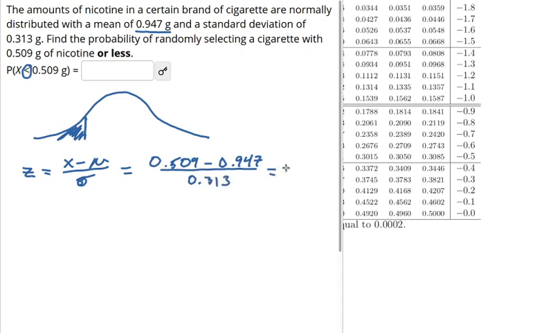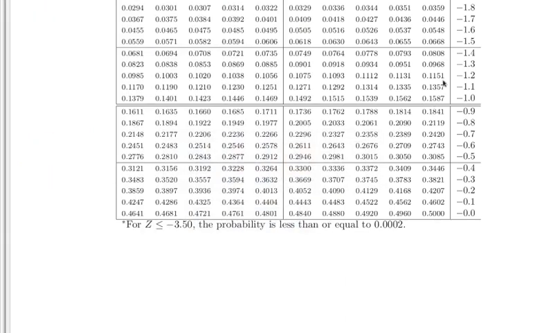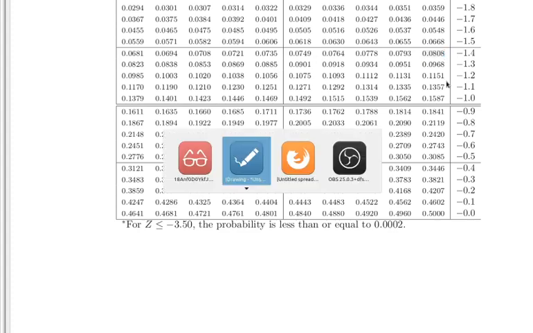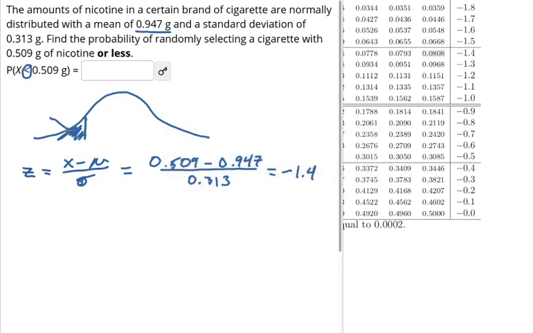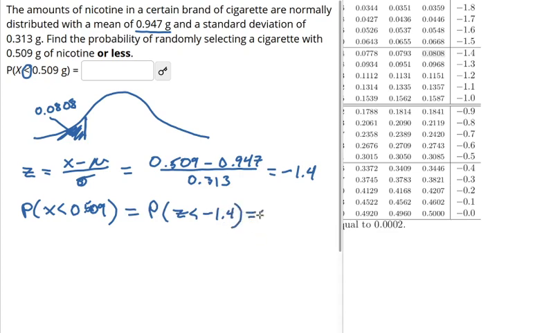Now plugging this into my calculator gives me about negative 1.4. So now I look at negative 1.4 on my normal distribution table, and that tells me the probability is about 0.0808. That is, the probability to the left is 0.0808, and that is the probability to the left of 0.509 when we're talking about x, but when we convert it to a z, that is the probability that z is less than negative 1.4, and that is what we found, 0.0808.